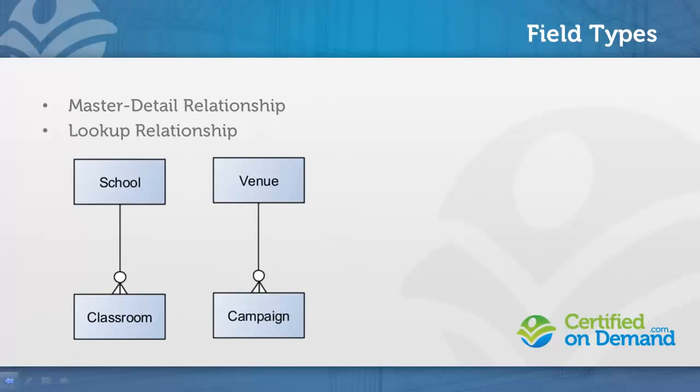Let's say the marketing team wants to track the venue where certain marketing events are held. For instance, if the team sets up a booth at a trade show, they want to capture other information about the venue, such as its address, phone number, occupancy, and so on. In this example, I've created a custom object called venue, and I want to establish a one-to-many relationship where one venue can have many associated campaigns.